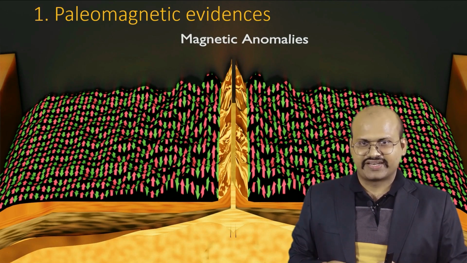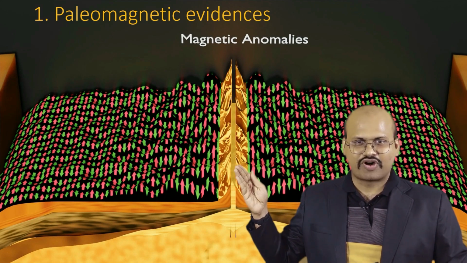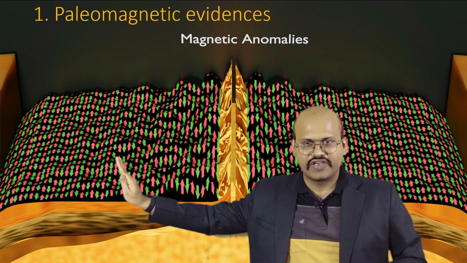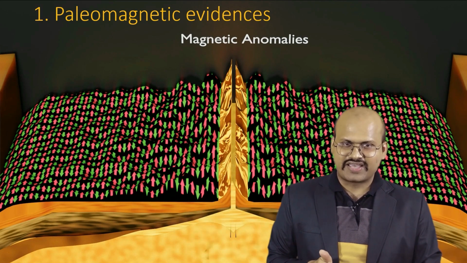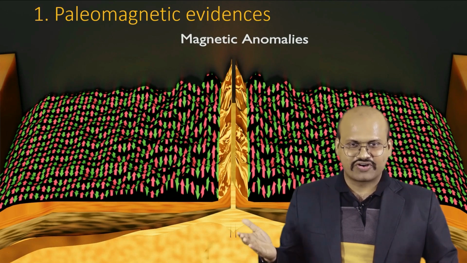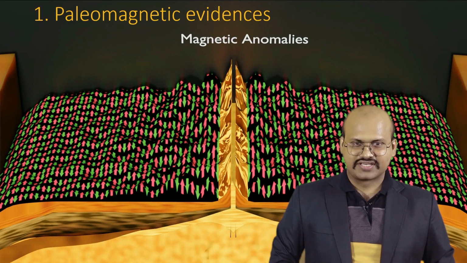So this indicated that the seafloor must be formed over here and then slowly moved away from the mid-oceanic ridge, as suggested by H Hess. And therefore, this was a very big evidence for his theory.